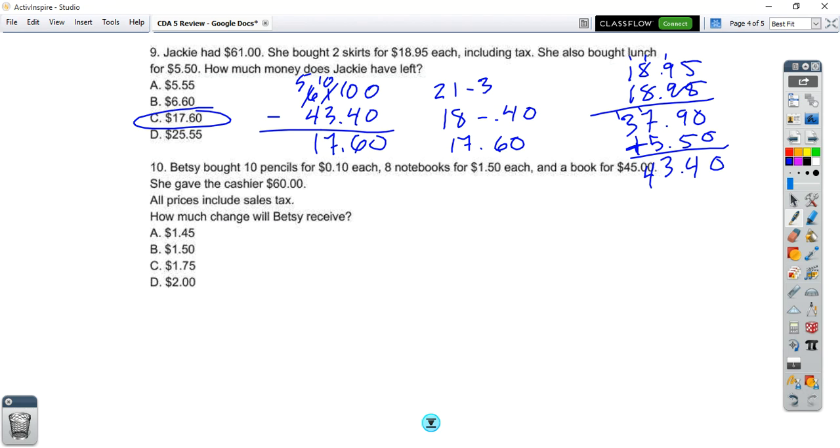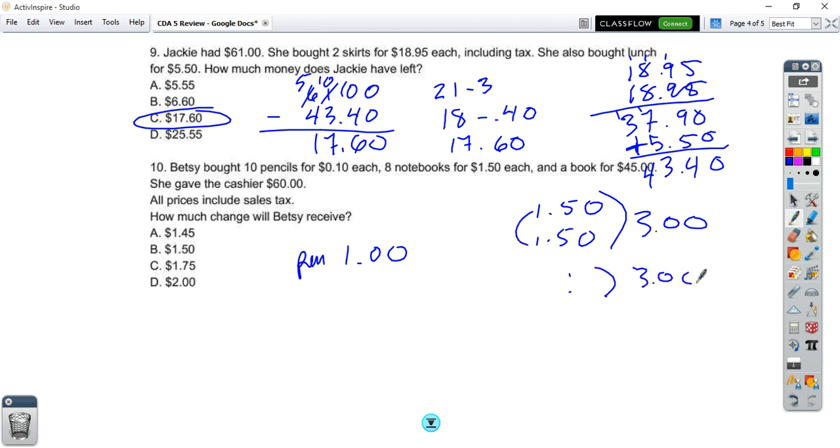Betsy bought 10 pencils for 10 cents each. That's easy because 10 times 10, that's $1. Pencils is $1. Nate, 8 notebooks for $1.50 each. This is nice because I've got $1.50 and $1.50. Together, this makes $3. And then I've got 8 of them. So that's 1, 2, 3, 4. That's $3. 5, 6. That's $3. 7, 8. That's $3. So together, this is 3 times 4 is $12.